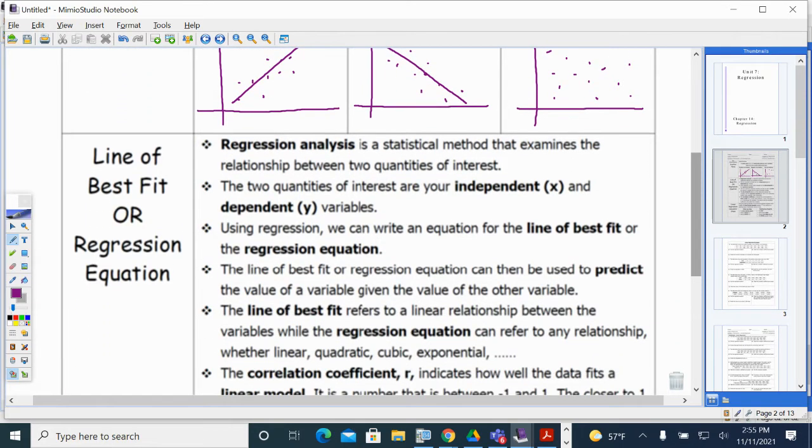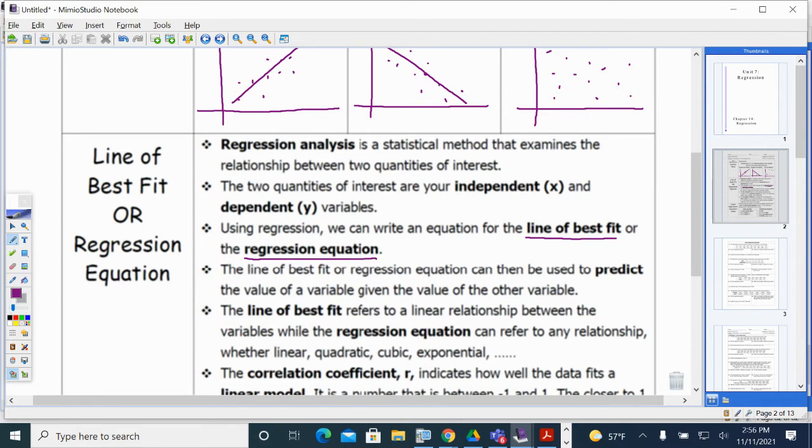So line of best fit or regression equation. Regression analysis is a statistical method that examines the relationship between two quantities of interest. The two quantities of interest are your independent, which is your x, and your dependent, which is your y, variables. Using regression, we can write an equation for the line of best fit or the regression equation. Both of those things are the same. So sometimes you might hear me call it line of best fit, but most of the time you're going to hear me call it a regression equation.